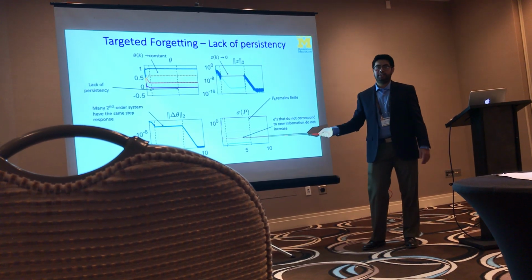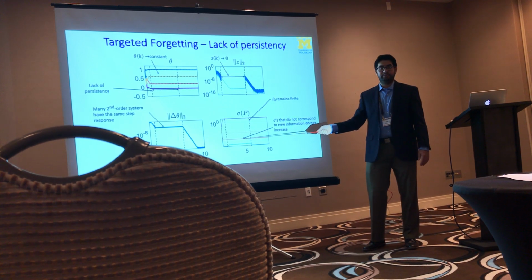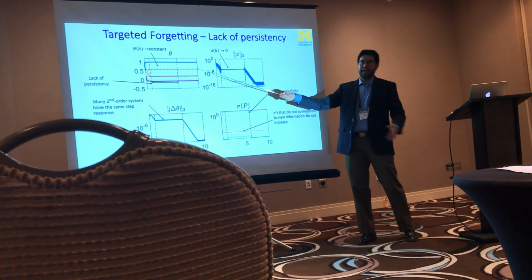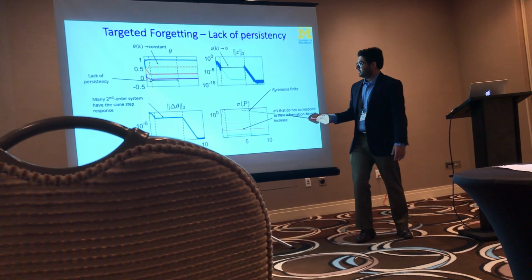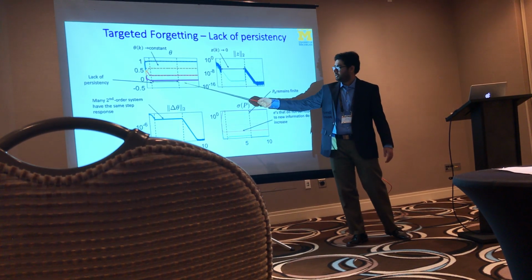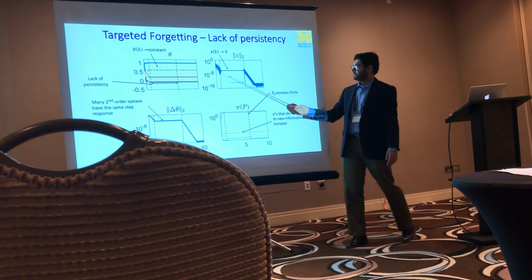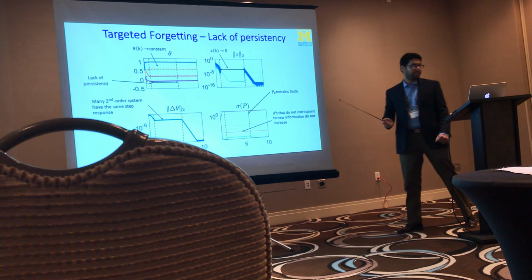But the singular values of the P matrix do not blow up. They remain well behaved. And when we get back the persistency, nothing happens. We eventually go back to the correct value of theta. The theta converges to the right values. Error again goes back to 0.